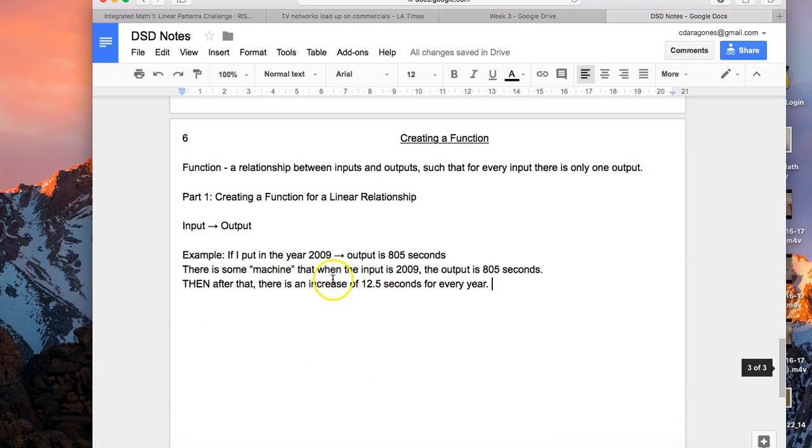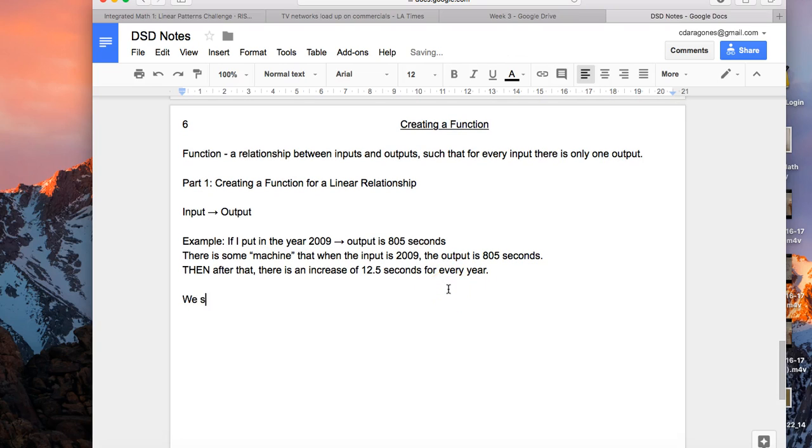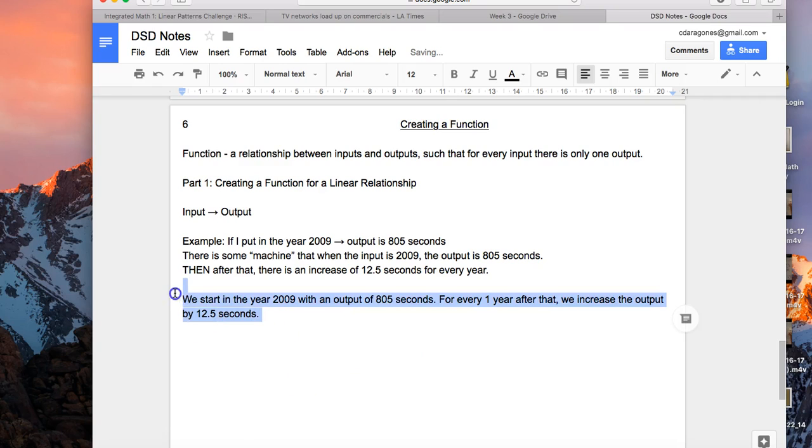So let's put in words everything that I just said. We start in the year 2009 with an output of 805 seconds. For every 1 year after that, we increase the output by 12.5 seconds. So these are in words, okay?